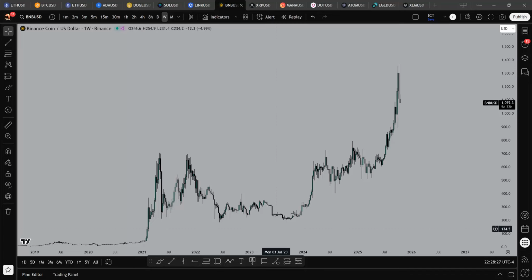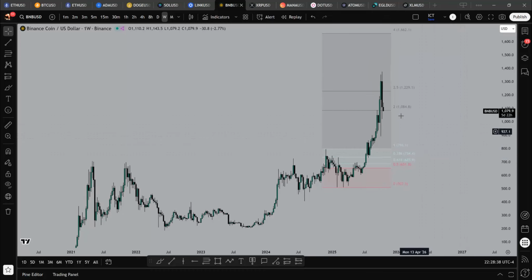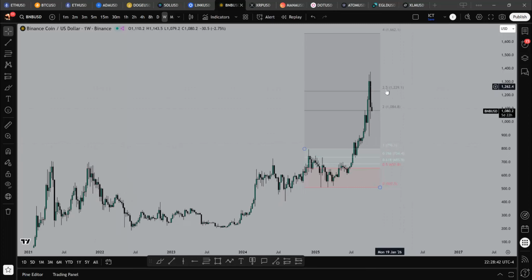Now, one technique you can use to track these kinds of moves is a Fibonacci. So I'm just drawing it from this swing high right here to that swing low down here. There are some settings. These are just simple extensions to 2.5 and 4. You can see we hit the 2.5 pretty nicely down here. So that would have been a take profit.